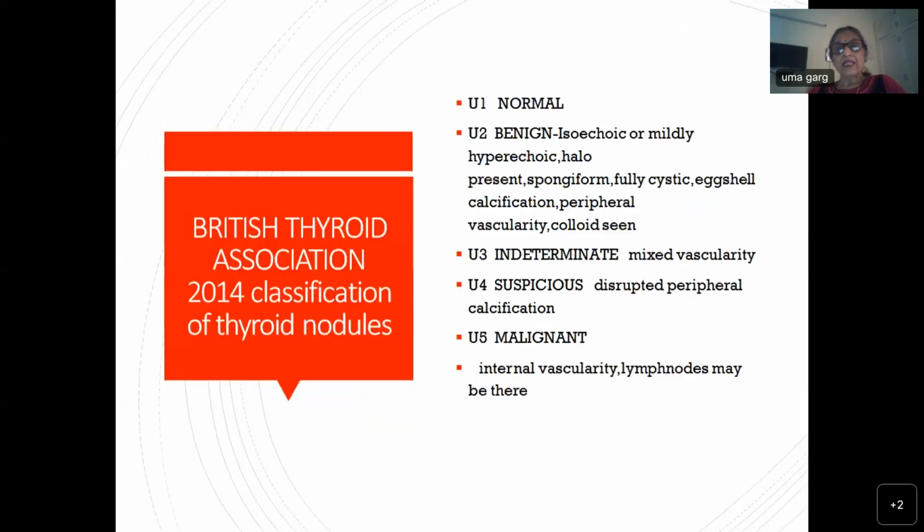This is another classification for thyroid, by the British Thyroid Association, and they divide it into U1, U2, U3, U4, U5, and U5 is malignant. So what I mean to say is that there are different scoring systems from the characteristics seen on ultrasound, and the main aim is to predict the probable possibility of it being malignant or not.